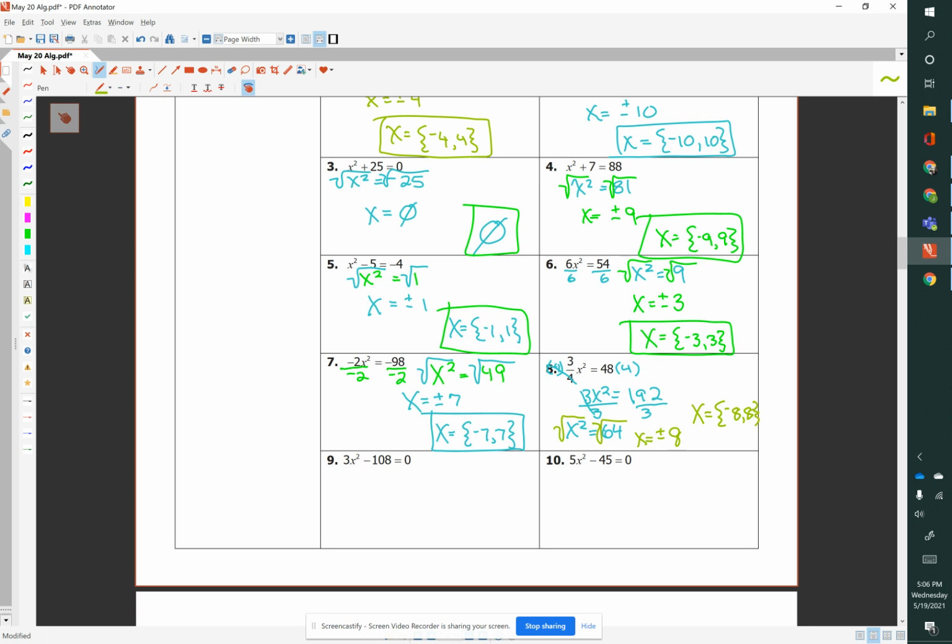Okay, number 9, 3x squared minus 108 equals 0. So we're going to write it 3x squared equals positive 108. And we'll divide both sides by 3, which will give us 36. And we'll take the square root of each side. And x will equal plus or minus 6.